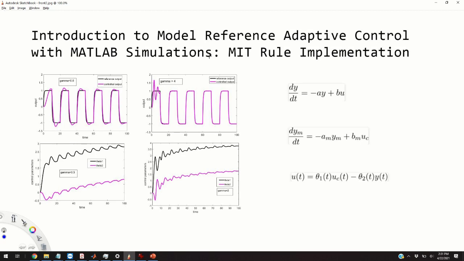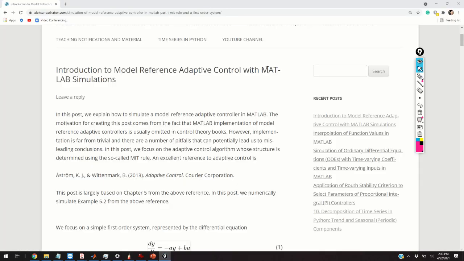Hello everyone, in this video I will explain to you the basics of model reference adaptive control, and moreover I will explain how to implement a simple model reference adaptive control algorithm in Matlab. Everything that I will explain in this video can be generalized to more complex systems and to more complex model reference adaptive control algorithms. Okay, so let's start.